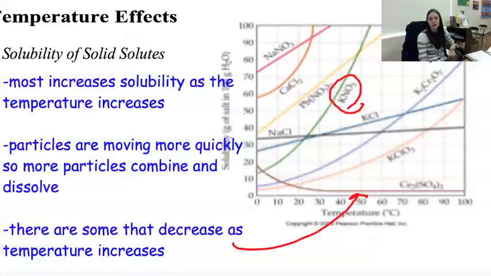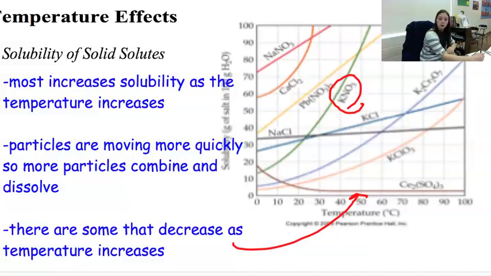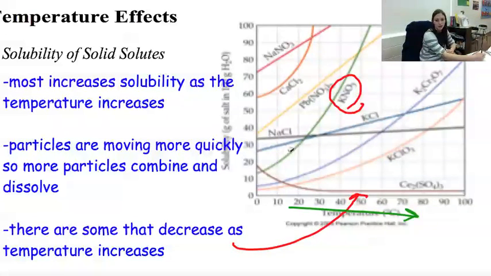Notice how most of these lines go up. As my temperature goes up, to the right, we're increasing temperature, my solubility of most of these lines is increasing, which makes sense. We have one here that decreases. There are very few, but there are a couple. Okay, we got particles moving more quickly. More is going to dissolve because I have more temperature there. All right, that's for a solid.